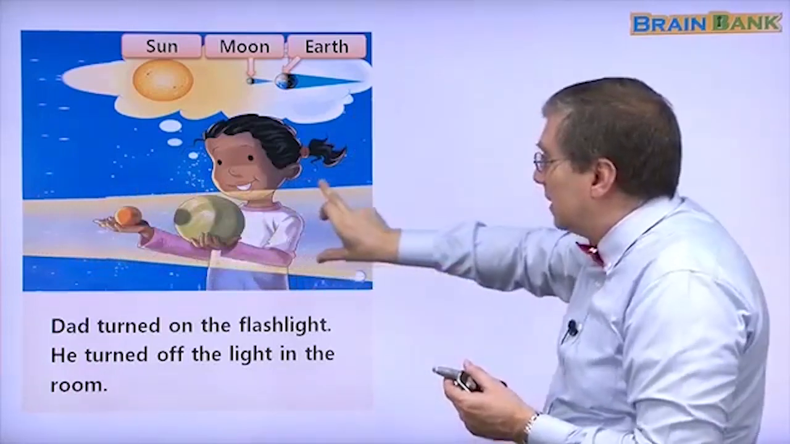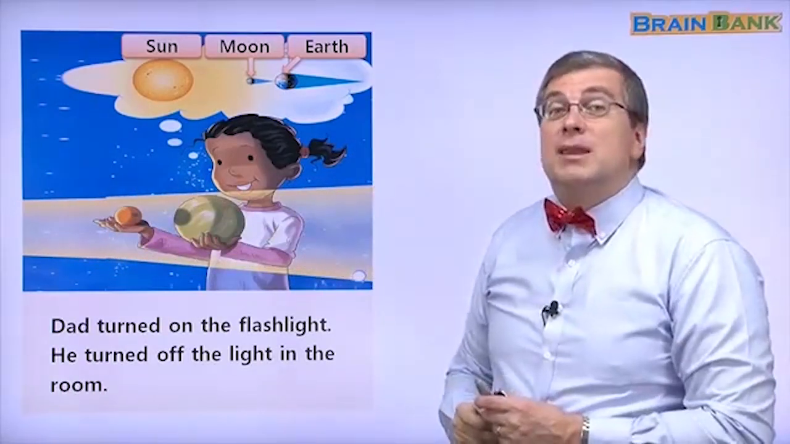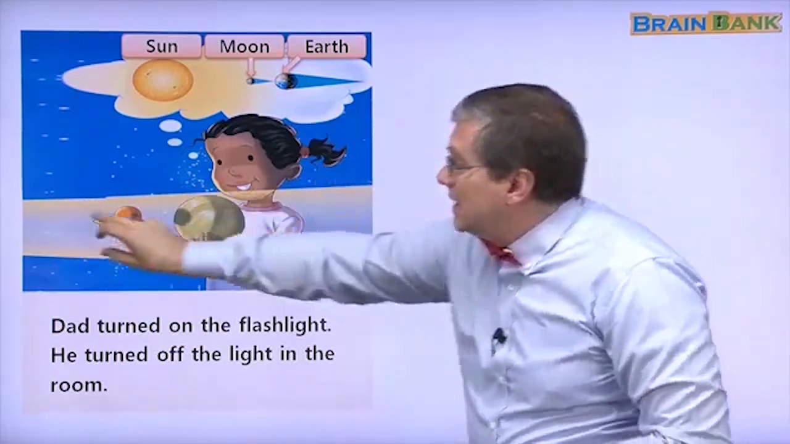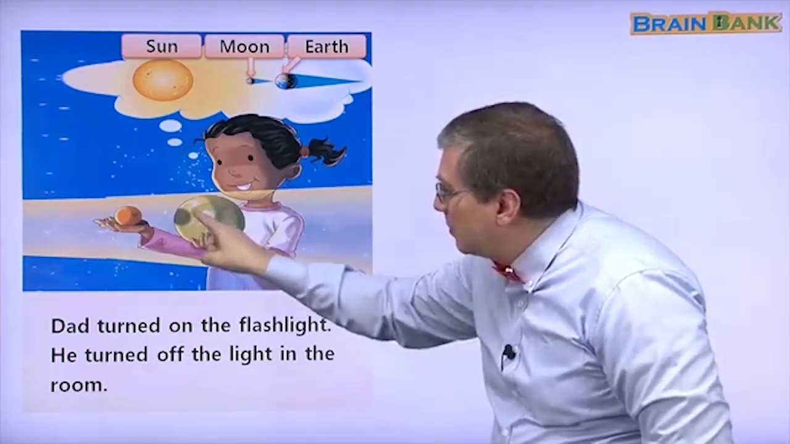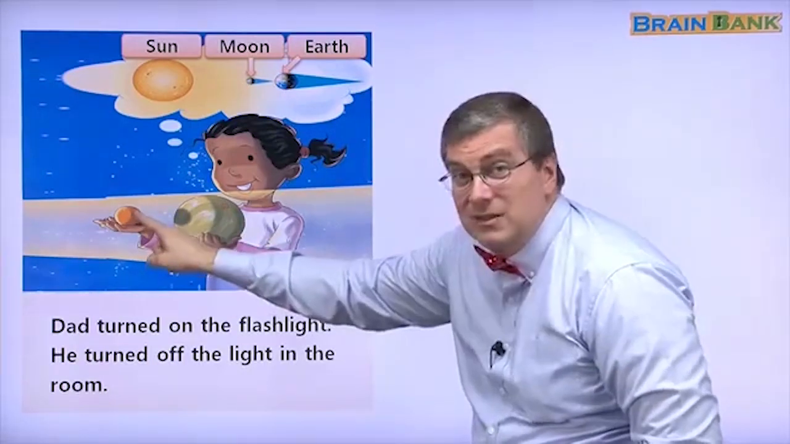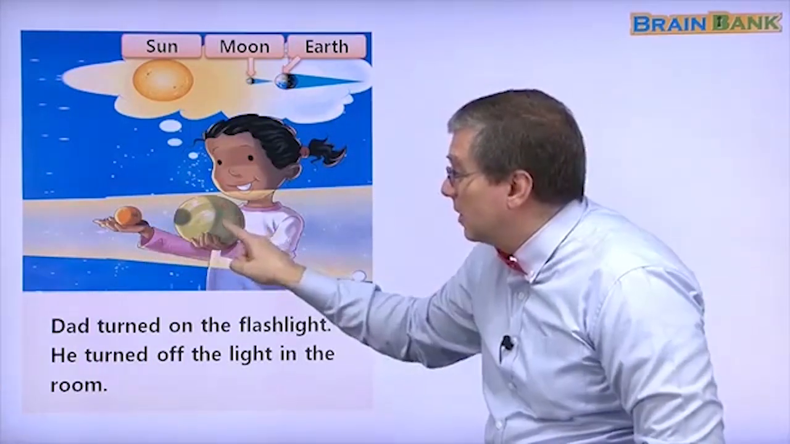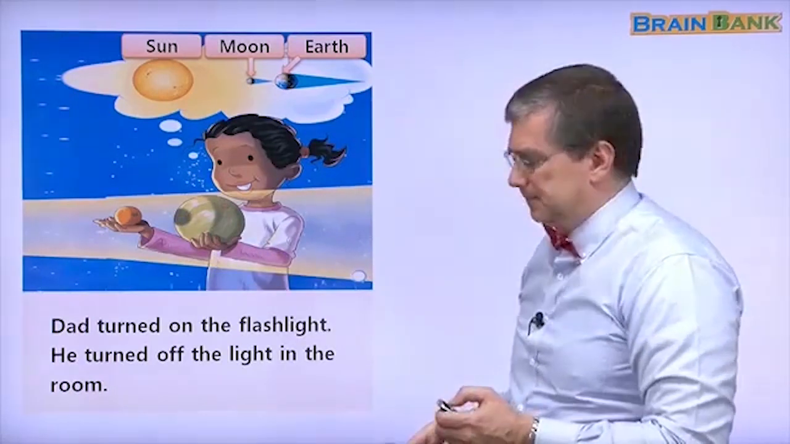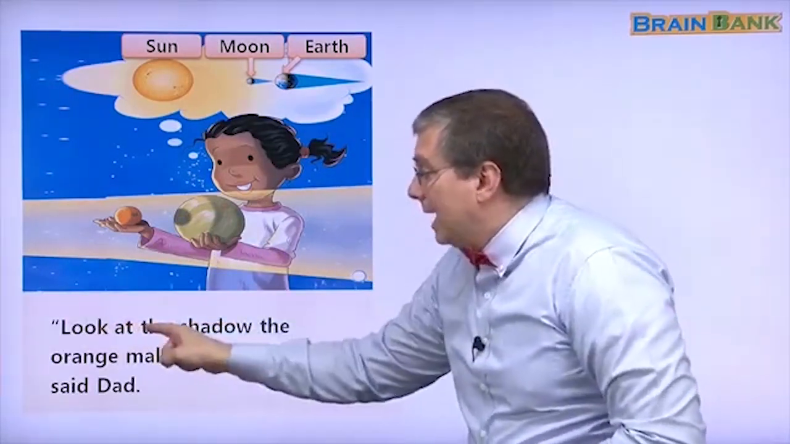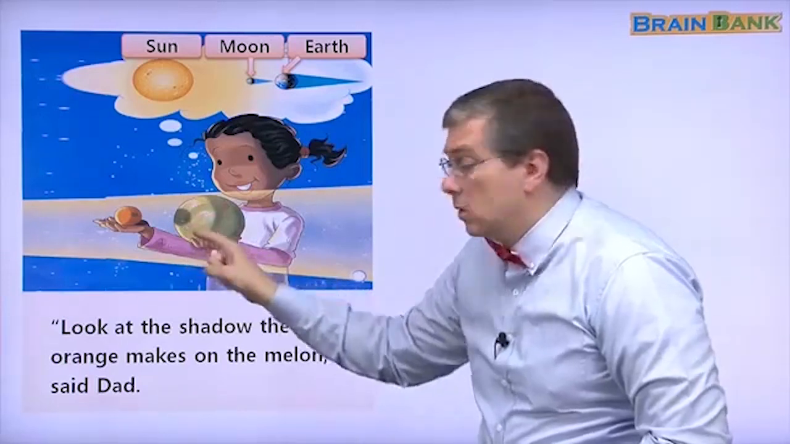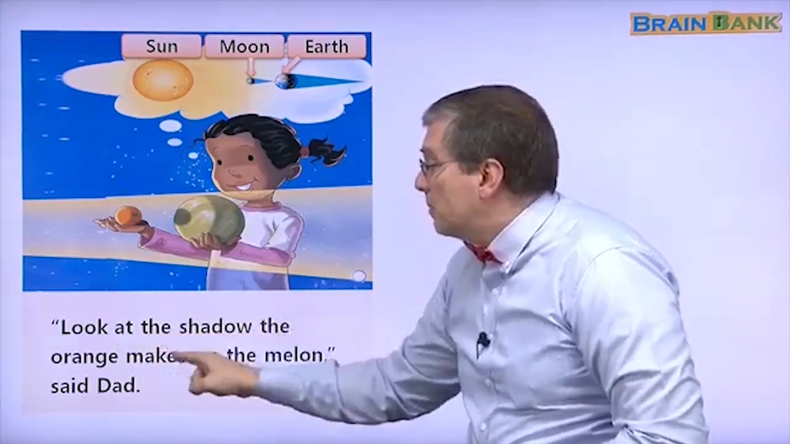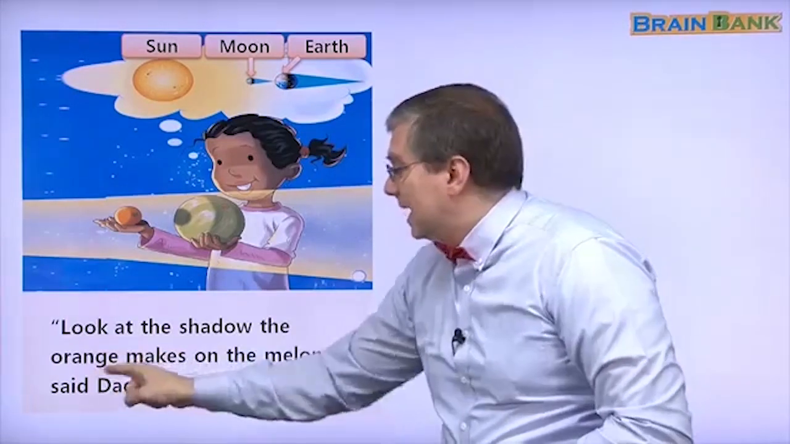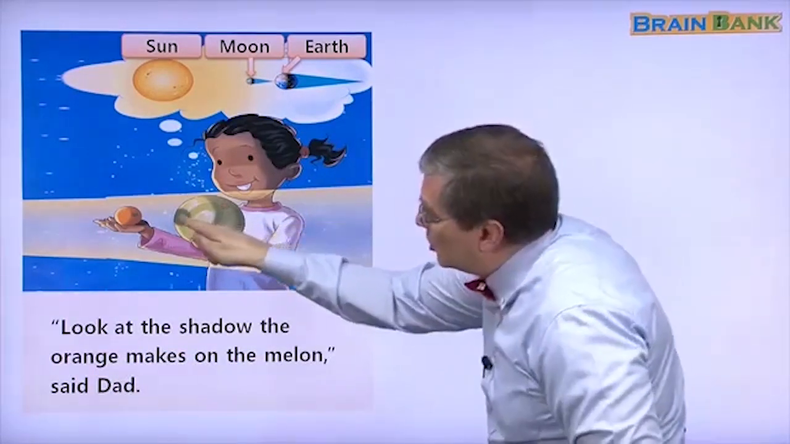This is the light from the flashlight. Do you see the light here? So we see the light, you see something here, right? Remember, this is the moon, this is the earth. What's happening? Let's read. "Look at the shadow the orange makes on the melon," said Dad. So look at the shadow.